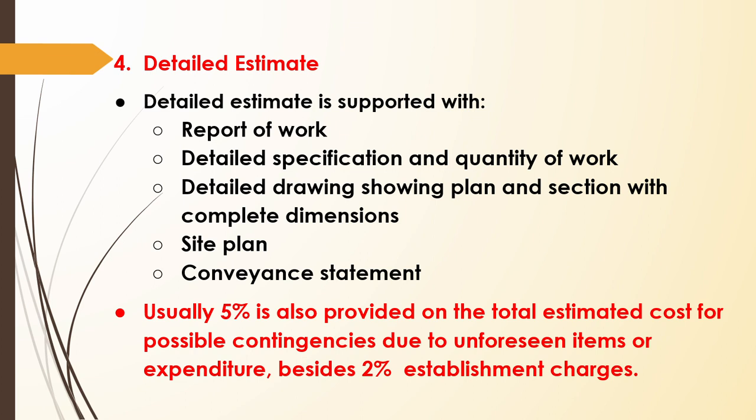For example, we all know that COVID-19 struck some years ago, in 2019 to 20. During that year, the building materials cost increased. So that is an unforeseen item, an unforeseen increase in the charge. So while preparing an estimate, we will always include an extra 5% amount to match with these unforeseen items, and an extra 2% establishment will also be added.